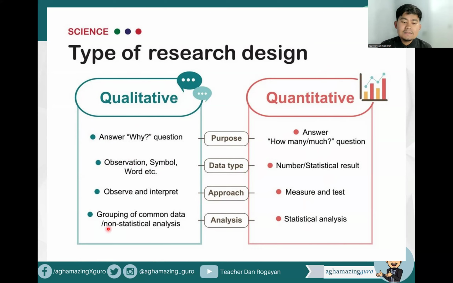Okay? Then for analysis, grouping of common data, non-statistical analysis, what are our analyses for qualitative? It could be thematic analysis. We also have content analysis, documentary analysis. So these are qualitative analysis types. Well, for quantitative, of course, we deal with statistical analysis, and we have two types of statistical analysis: your descriptive analysis and your inferential analysis or statistics.